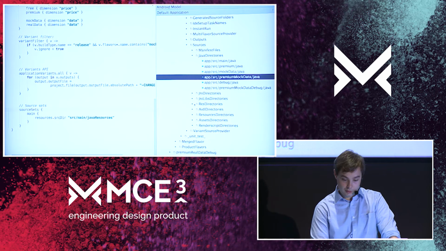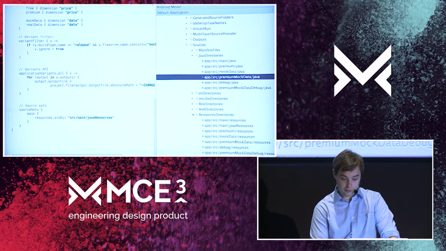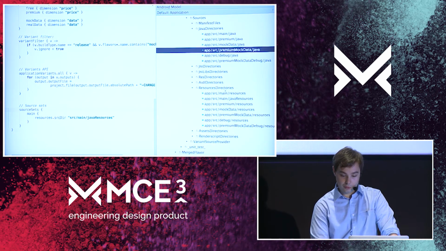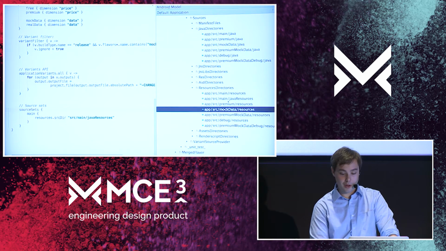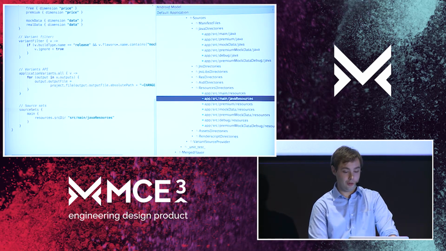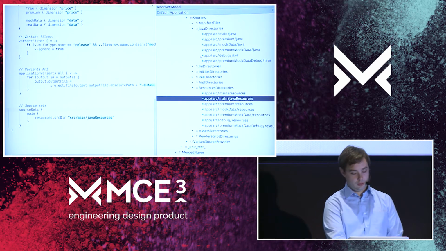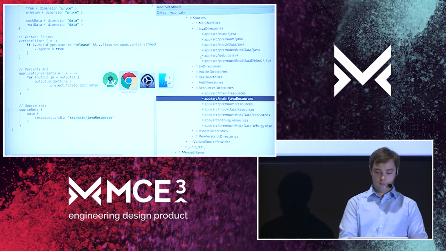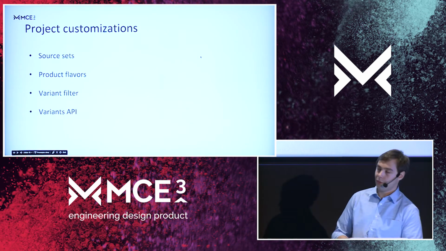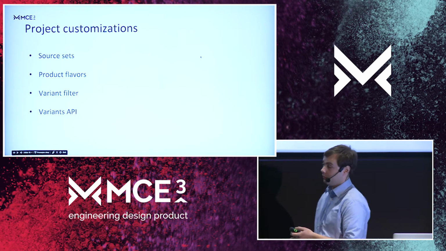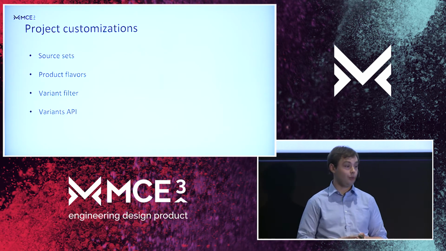You may also notice that for resources directories, there are also 6 of them, and most of them use the resources name, but the main one uses Java resources that I configured over here. Okay, let's actually go back to the presentation. So that's what you can achieve with build file customization and how Gradle interprets it.